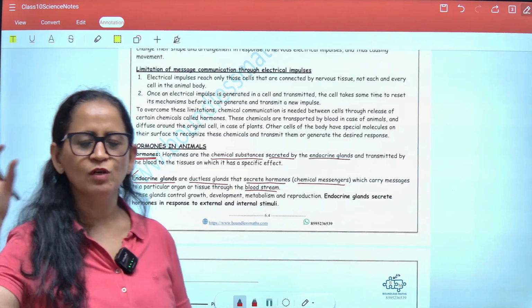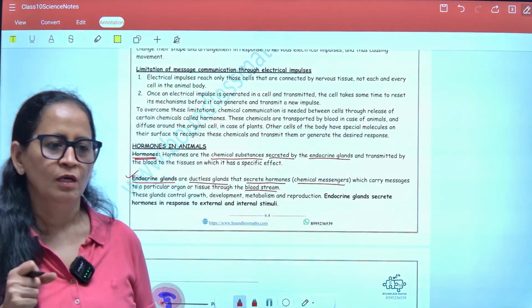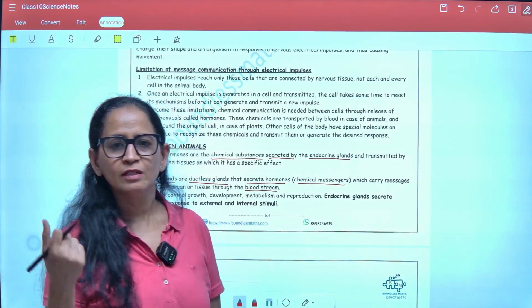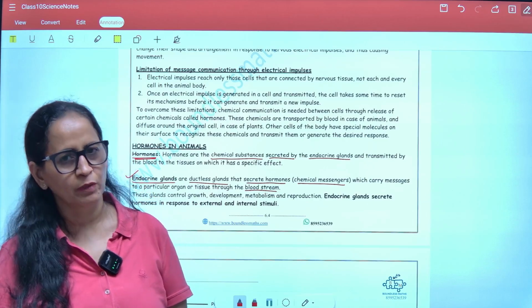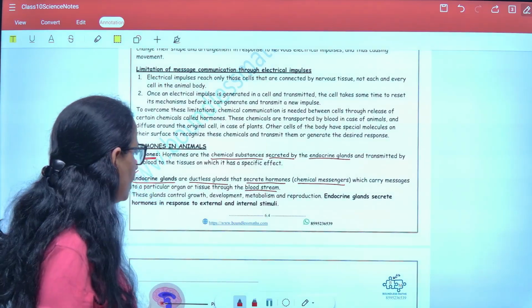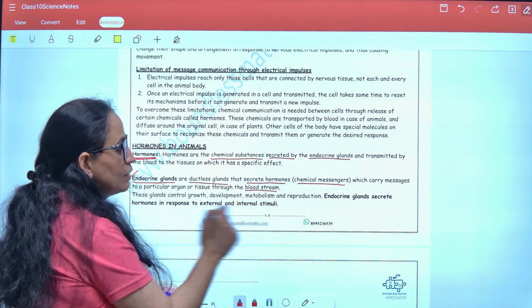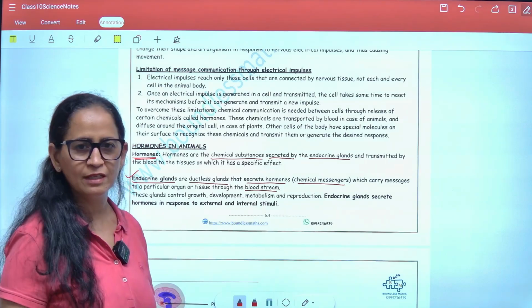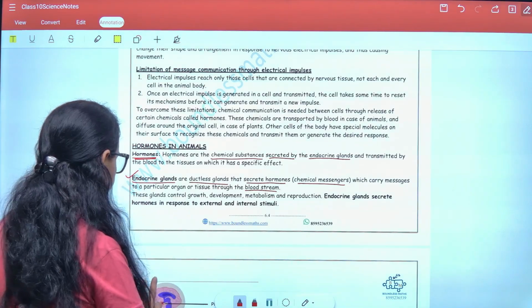The nervous system was mainly responding to the external changes in the environment. The sensory organs detect external changes and convey it to the brain or the spinal cord. But this also works with the internal organs, internal stimuli. We'll just see what kind of hormones or glands are included in the endocrine system.